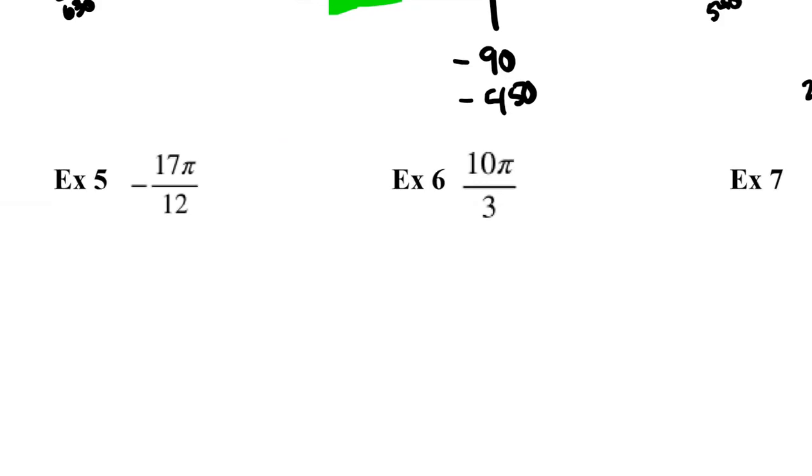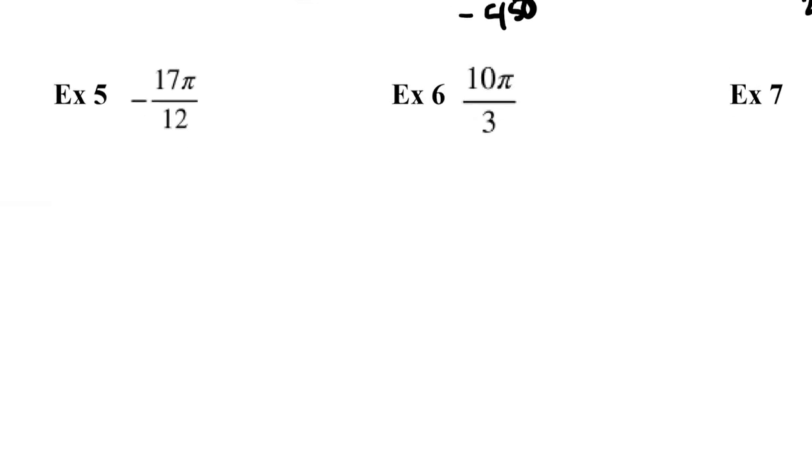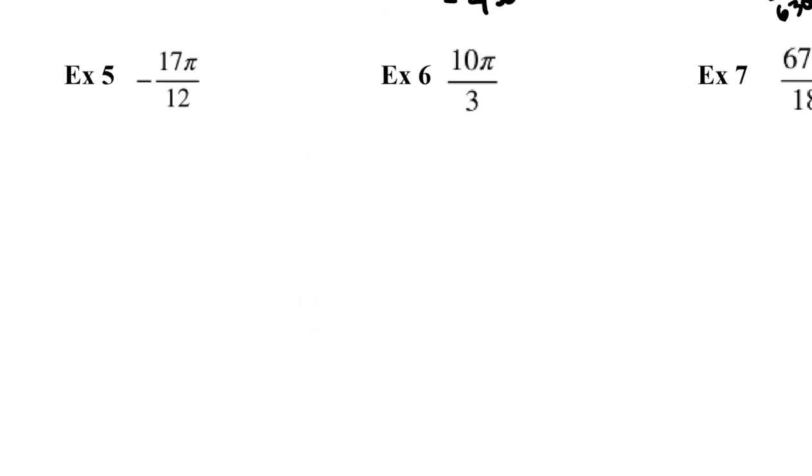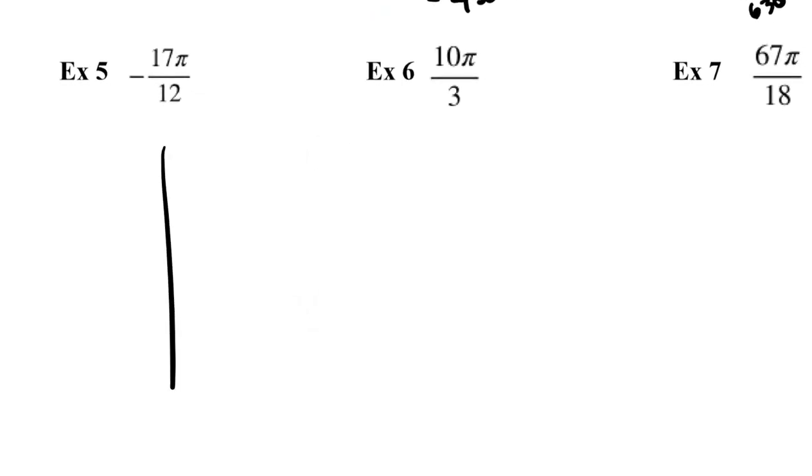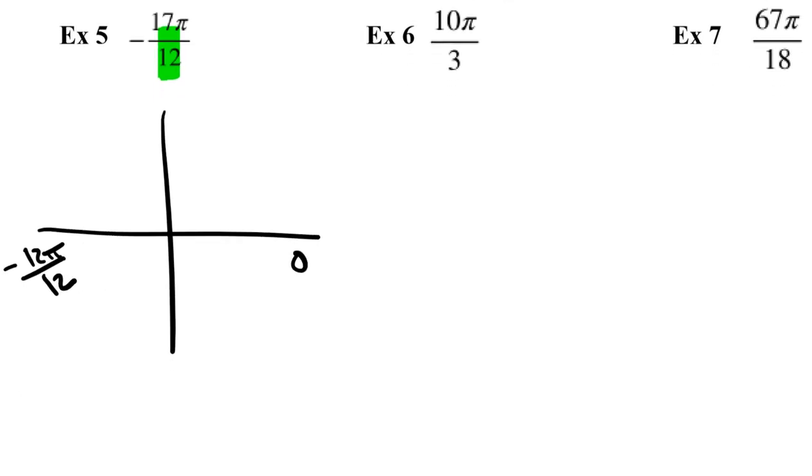Now, the first one is a negative angle. So here's how we're going to get this started. First thing you're going to do is draw your coordinate plane, your xy axis. And then the next thing we're going to do is put 0 right here. We're going to analyze the denominator, and our denominator in this case is 12. So we're going to put negative 12 pi over 12 right there on the x-axis.